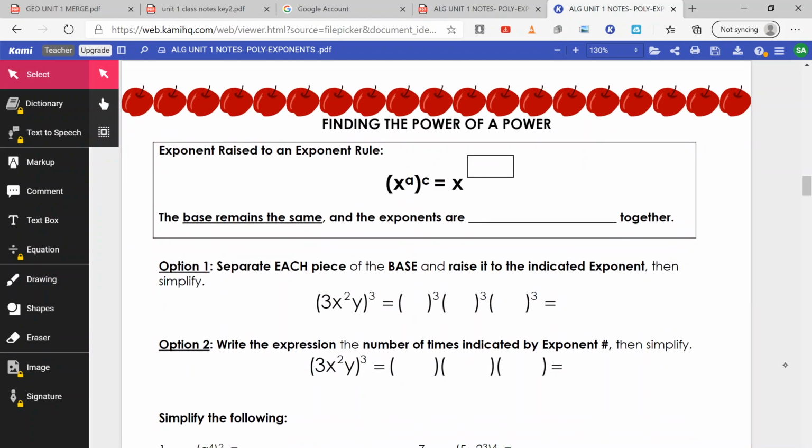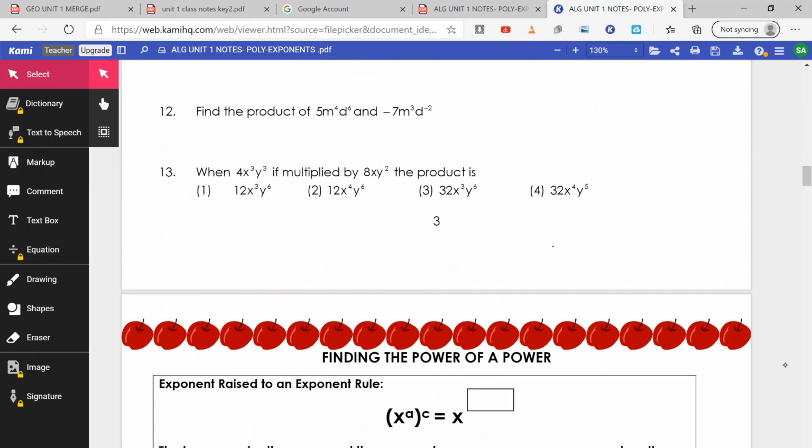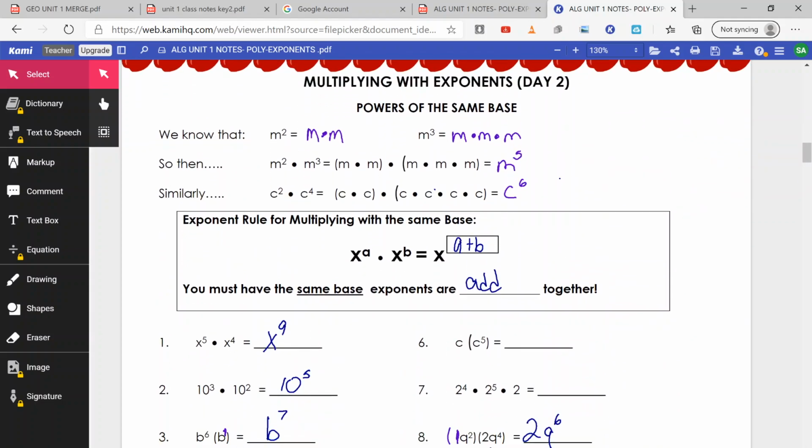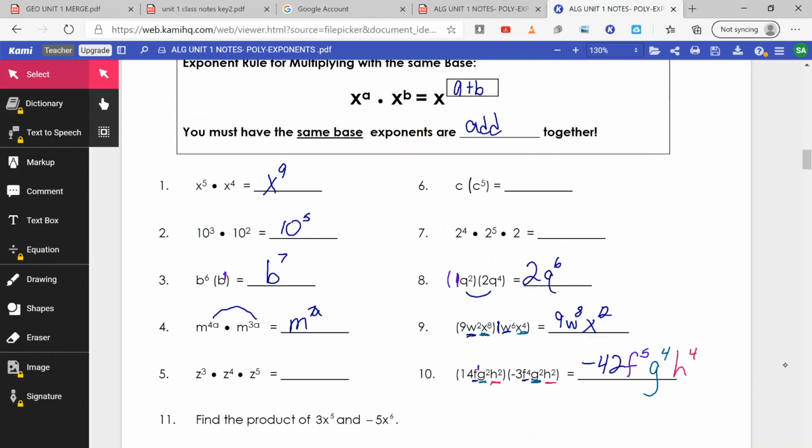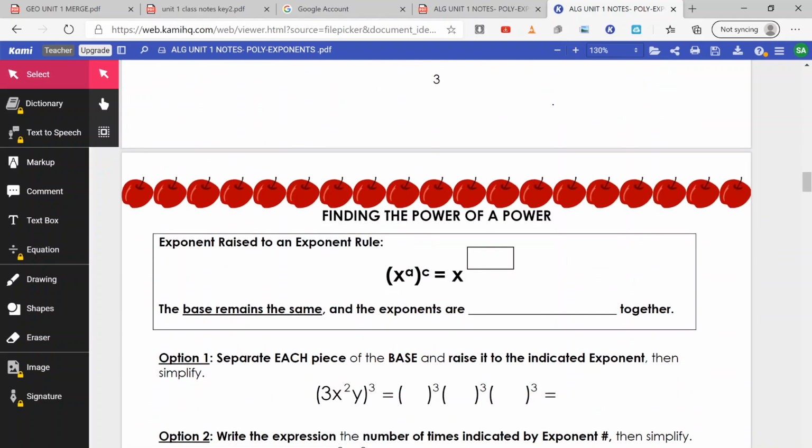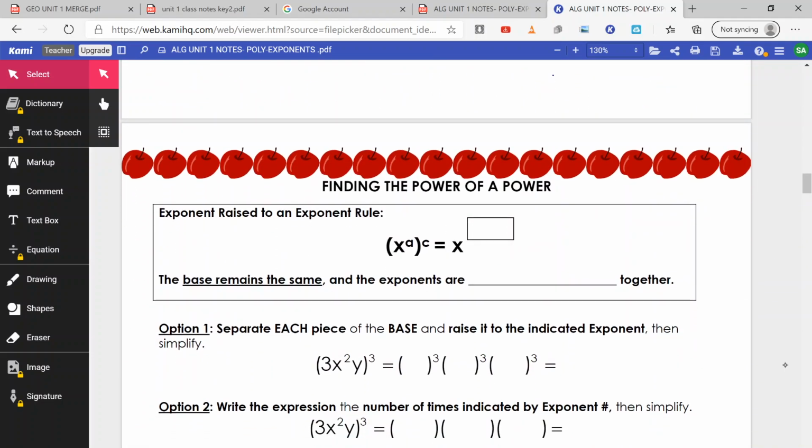Now, finding the power of a power is slightly different notation. So if I take a look up above, when we multiply the same base, notice that they are separate. Finding the power of a power means I am raising something, in this case, x to the a to the c. I'm raising what's inside parentheses to the exponent that is outside. So we're raising a power to another power.